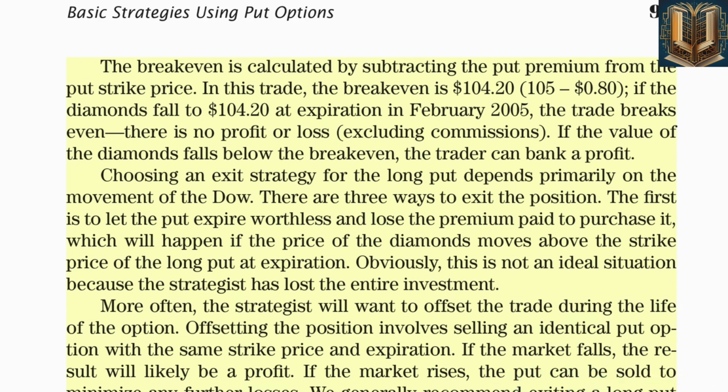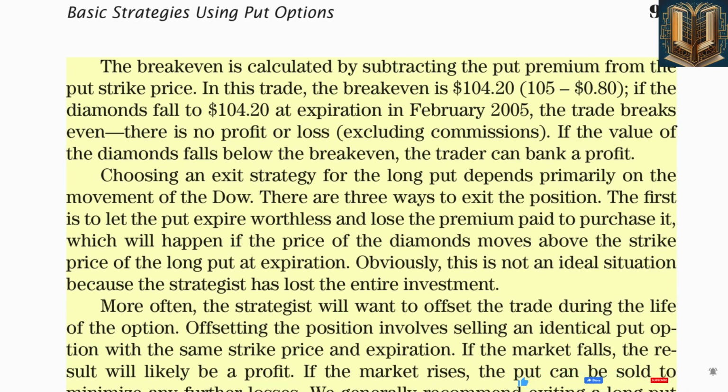More often, the strategist will want to offset the trade during the life of the option. Offsetting the position involves selling an identical put option with the same strike price and expiration. If the market falls, the result will likely be a profit. If the market rises, the put can be sold to minimize any further losses. We generally recommend exiting a long put position at least 30 days before expiration because the final weeks of an option's life are when it experiences the greatest rate of time decay.